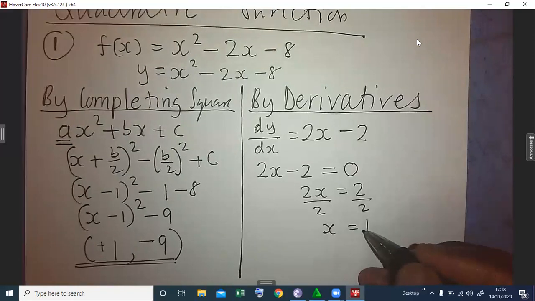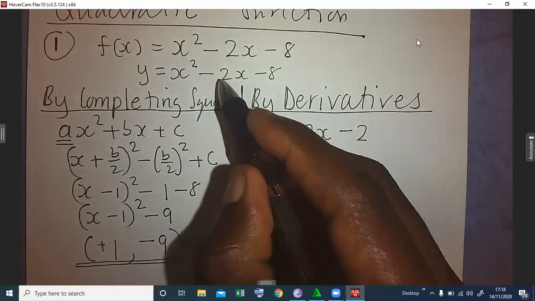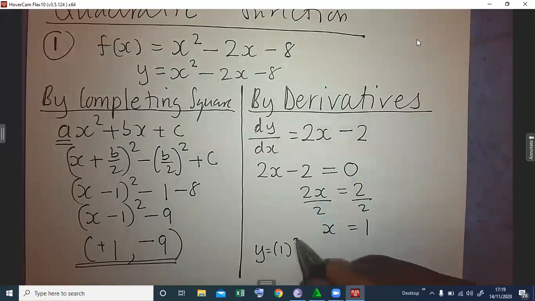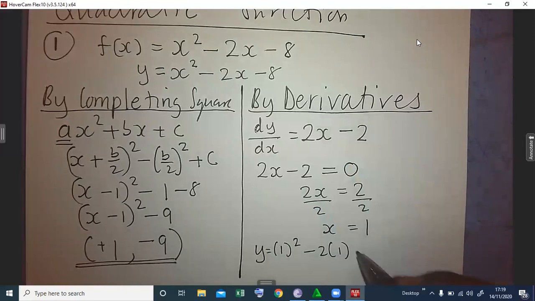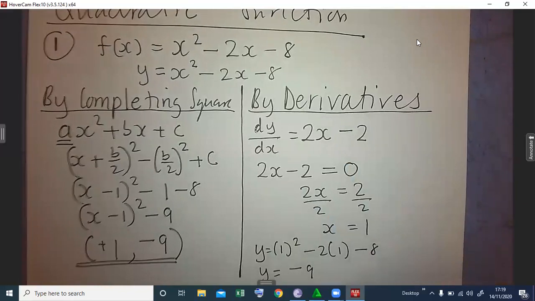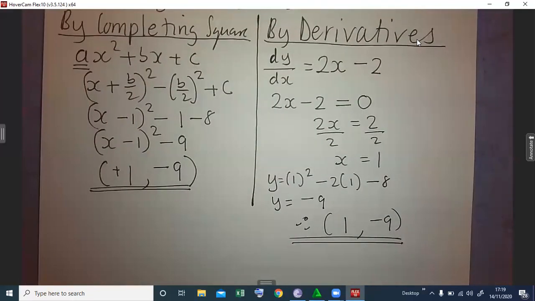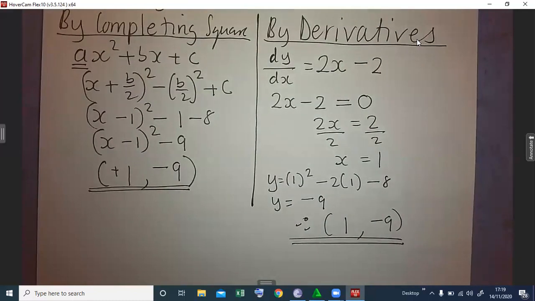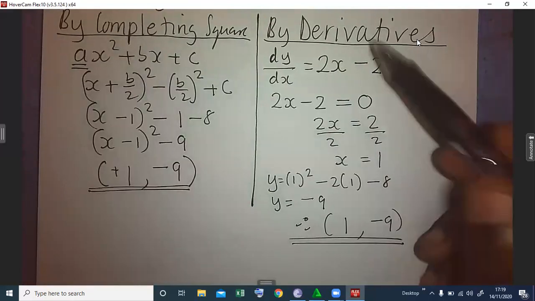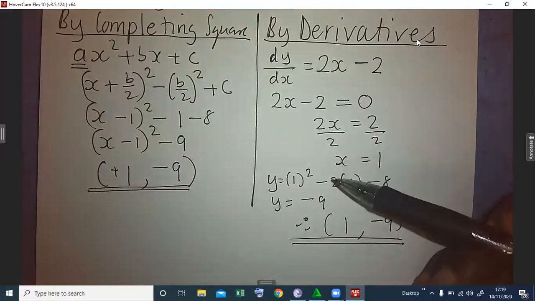So after getting my x as 1, I go back to the original function and I find y. So in the place of x, I keep 1. And finally, I will get my y value as negative 9. And my turning point will be the value of x and the value of y. So I end up with the same turning point. Here I used completing the square. Here I use dy/dx to get the turning point.